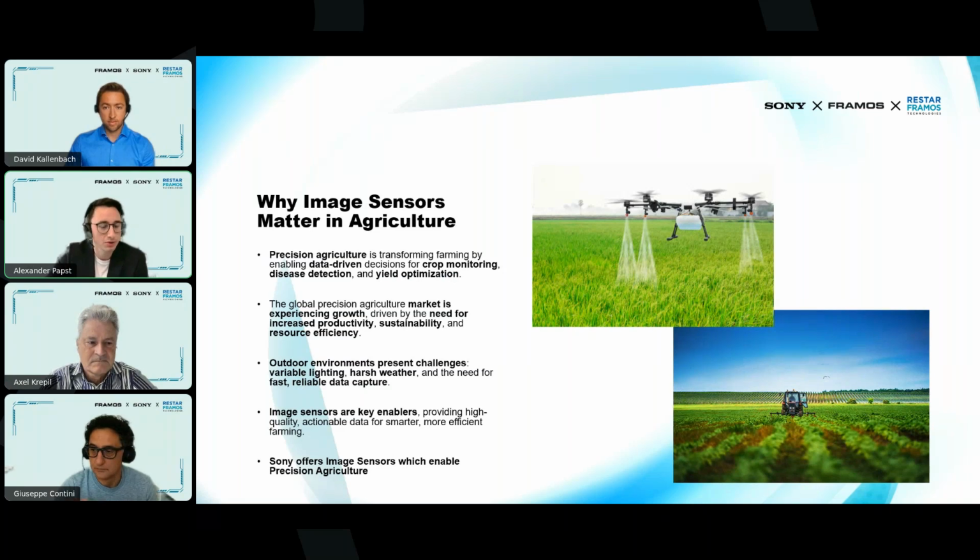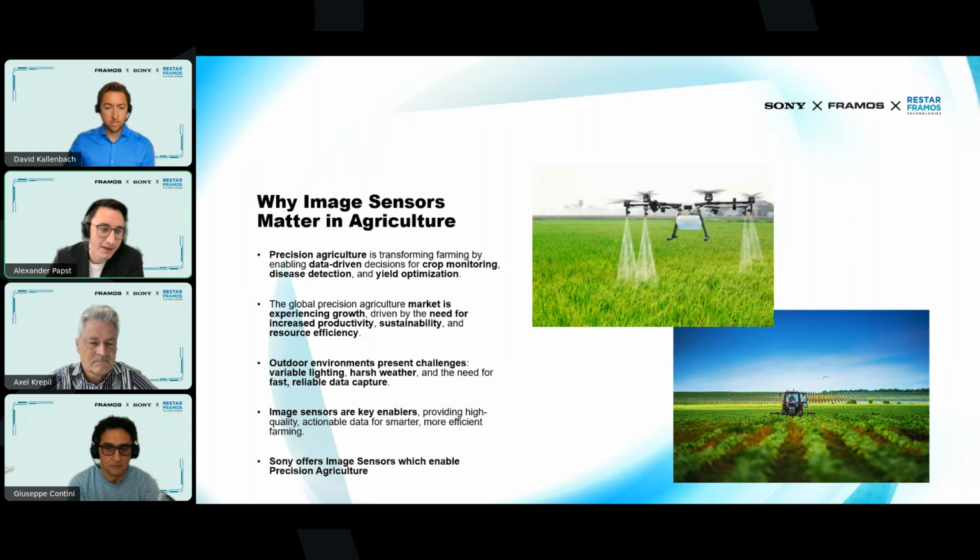We're talking about the ability to identify problems at the individual plant level, to optimize water and fertilizer use, and also to predict yields with good accuracy. And this global precision agriculture market is experiencing significant growth, mainly driven by three critical factors. First, the need for increased productivity on the field. Secondly, sustainability, and third, resource efficiency, which is also a key factor for the future.